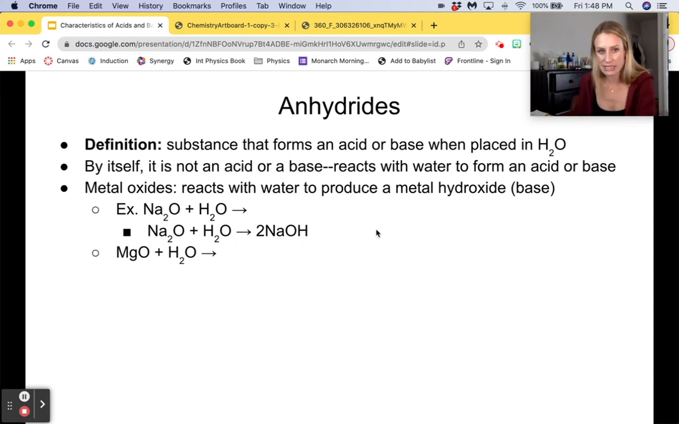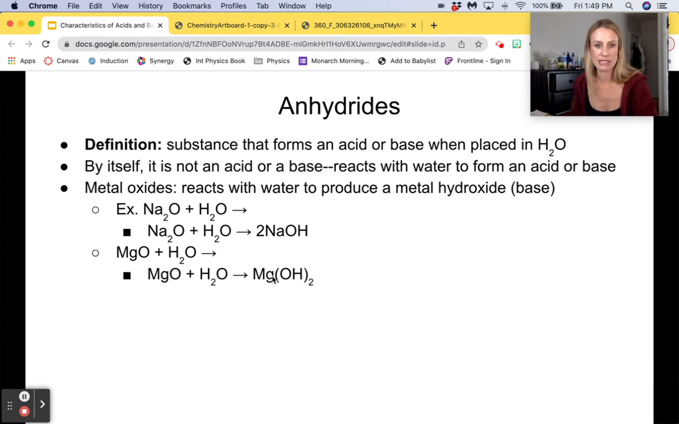Another example is magnesium oxide reacting with water. I'm going to produce magnesium hydroxide. And then here we can see that magnesium is a +2 charge, oxygen is a -2 charge, so that is balanced. Notice how with sodium we had 2 of them because I need 2 +1s in order to balance out the -1 from oxygen. And then I'm going to make magnesium hydroxide. Hydroxide is a -1 charge, so I need 2 hydroxides to balance out that magnesium here. So we can see that we have 2 of these -1 charges to balance out the +2. So those are metal oxides. Again, when they react with water, they're going to produce a metal hydroxide, which is a base.